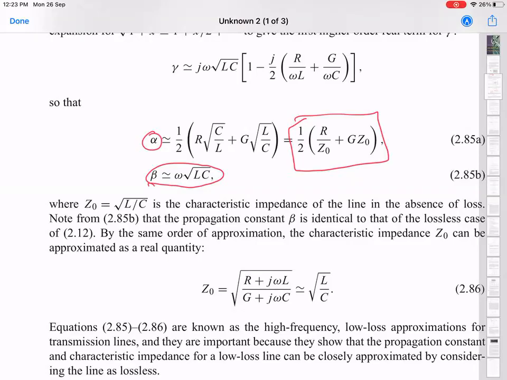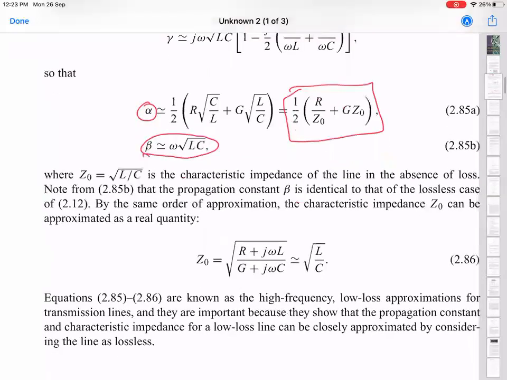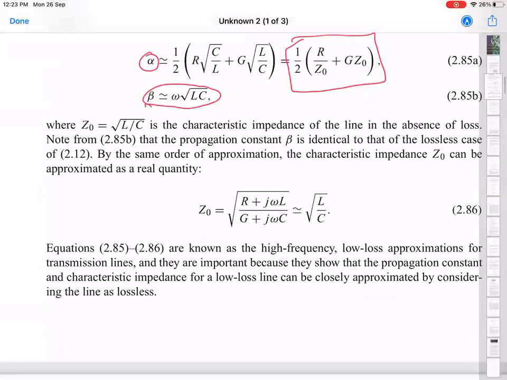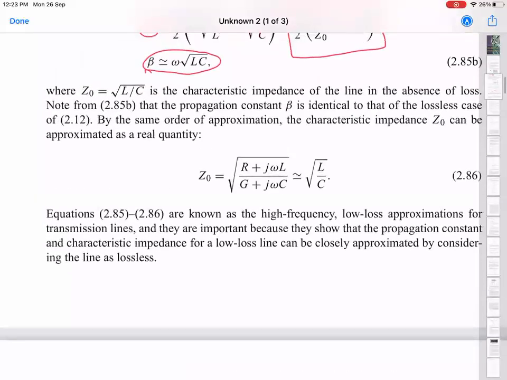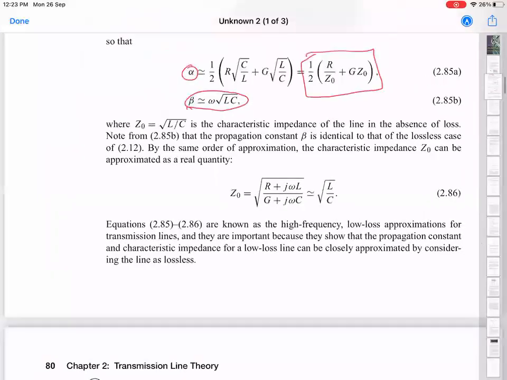You think that as the signal propagates, its amplitude is going to decrease, or the power it's carrying is going to decrease as it goes from one end to the other. So here they mentioned that this is known as the high frequency low loss transmission. The main point being that the propagation constant and the characteristic impedance can be considered as that of the lossless case. So that doesn't change.